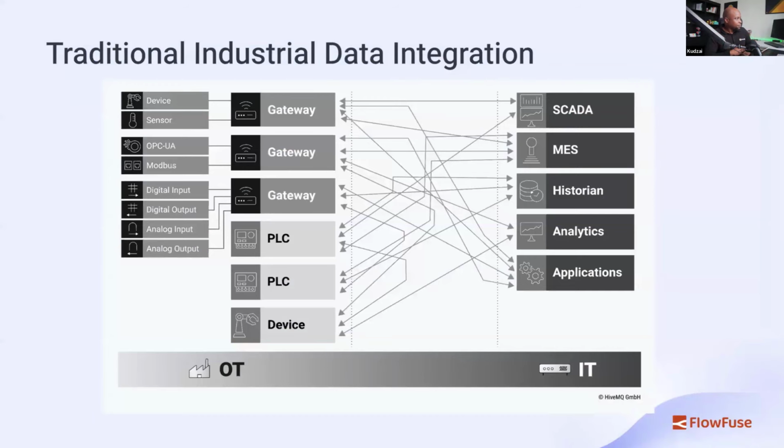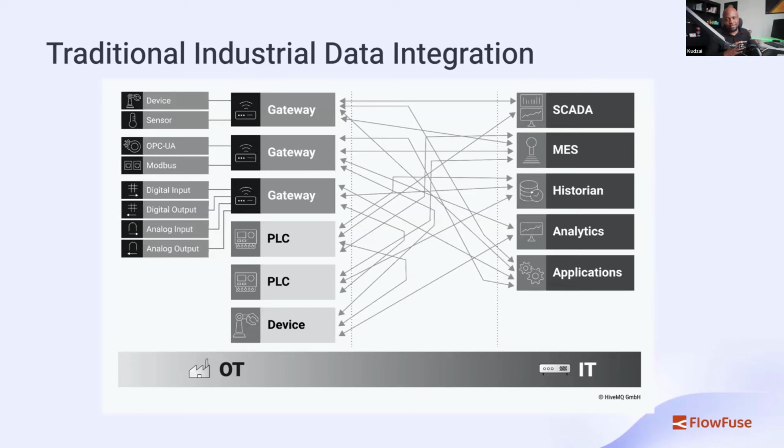Again, if you create this point-to-point integration, what it ends up resulting in is this kind of spaghetti architecture, where you've got these systems that are directly connected to shop floor production equipment. This is a very complex architecture, which is really difficult to manage.